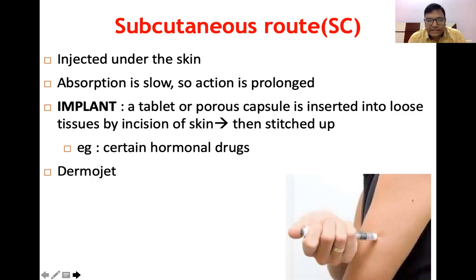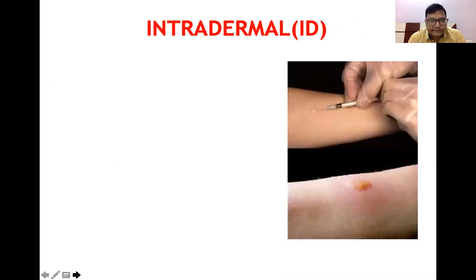Then we have the dermojet. In the dermojet, there is a high pressure of air where no needle is required and the drug gets deposited beneath the skin, and from there is slow absorption of the drug.